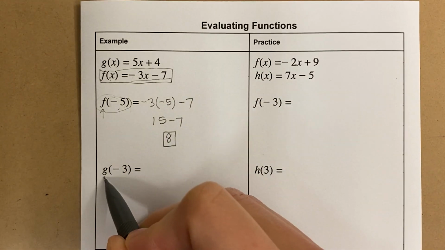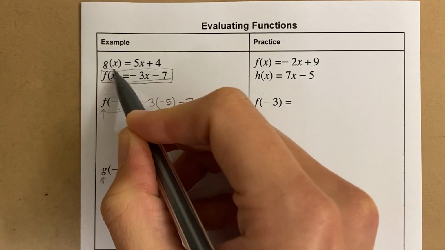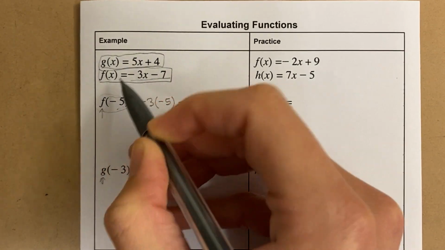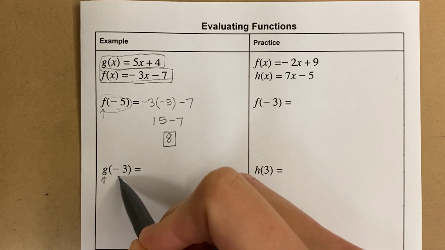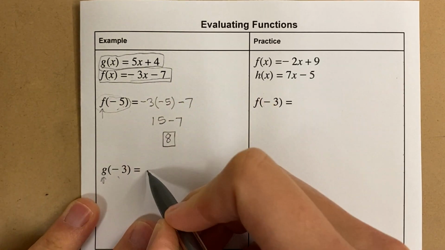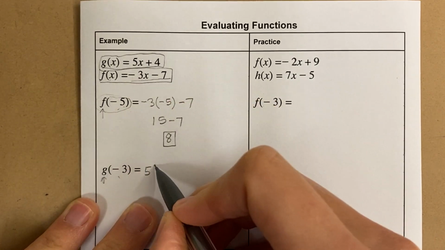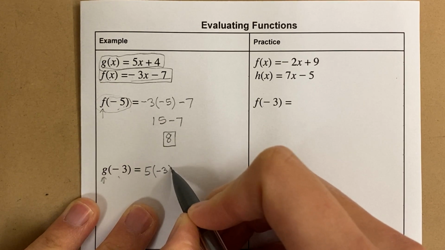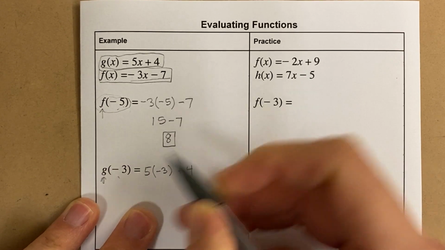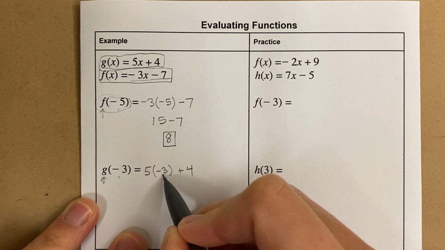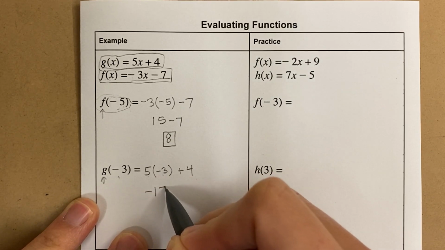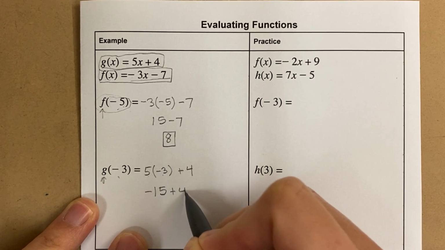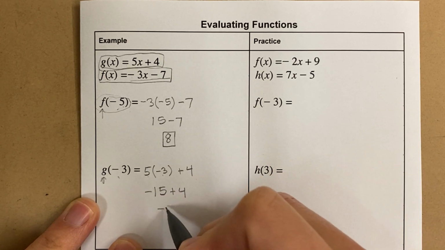One more example. This tells me to use the g function, this equation, and it tells me to take that equation and plug in -3. So I'm going to write 5, and this says 5 times x, but instead of x, I'm putting -3. Positive times negative is negative. 5 times 3 is 15. That's -15 plus 4. And -15 plus 4 is -11.